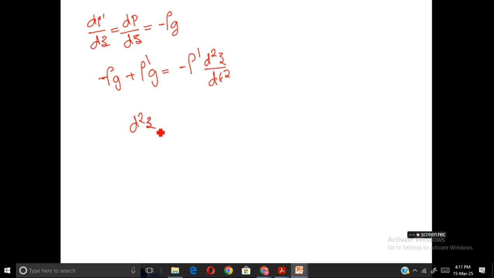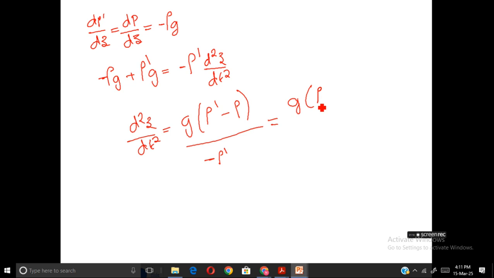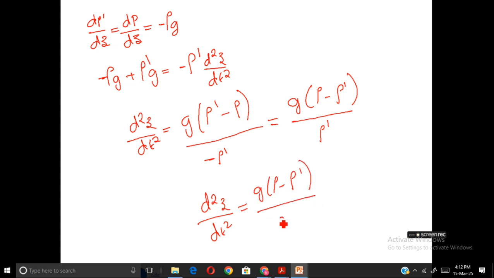Now we are writing the equation for d square z by dt square, which is the acceleration. D square z by dt square can be written as, if you take g out, g into rho dash minus rho divided by minus rho dash. So the equation for d square z by dt square is g into rho minus rho dash by rho dash.